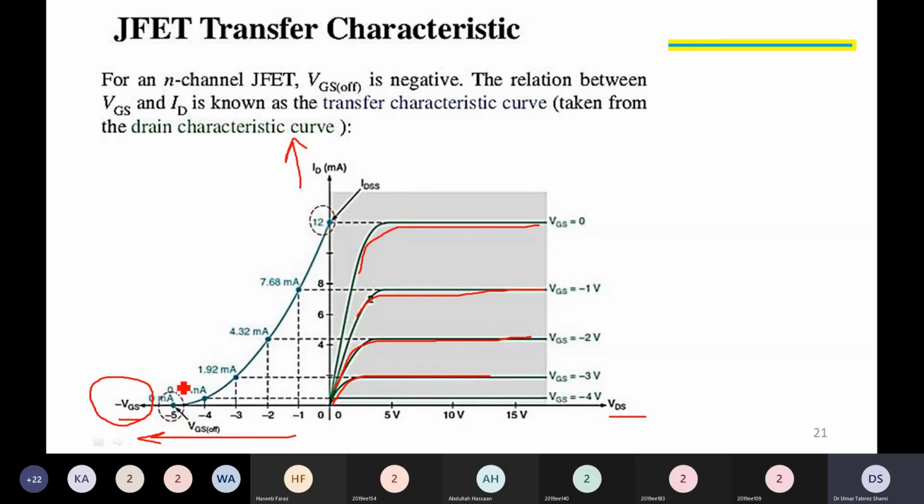And this we can see at voltage -5 volt between VGS. At this instant, the current ID is 0. So this was the JFET transfer characteristic curve.